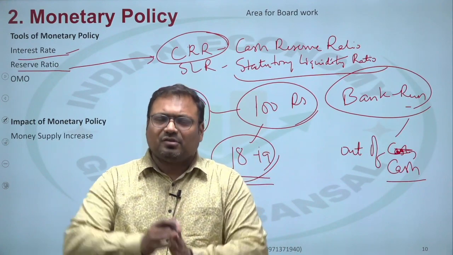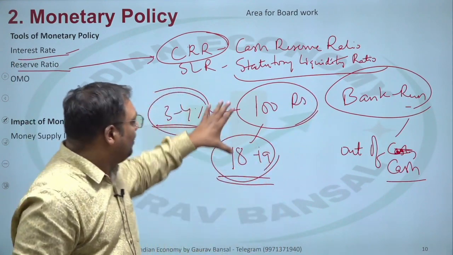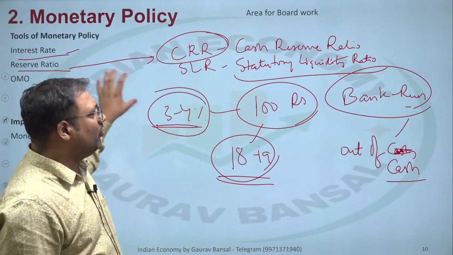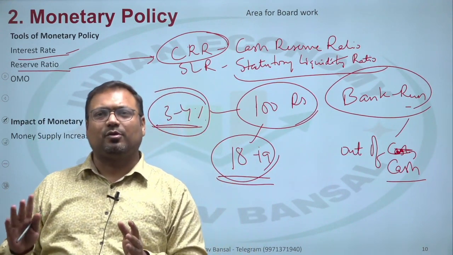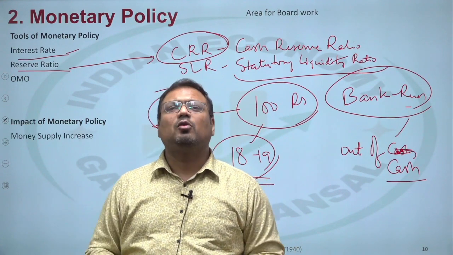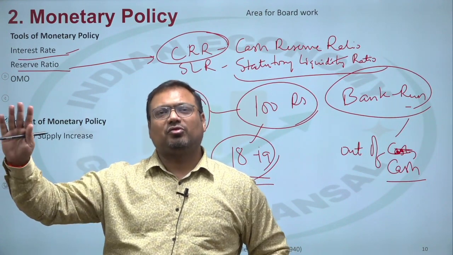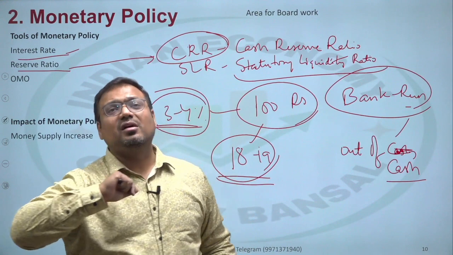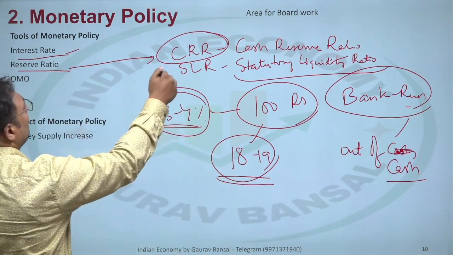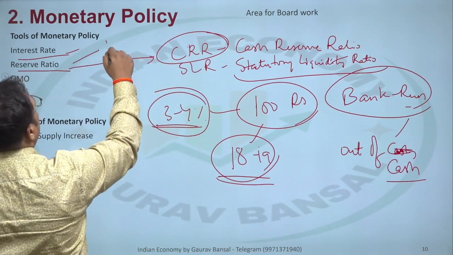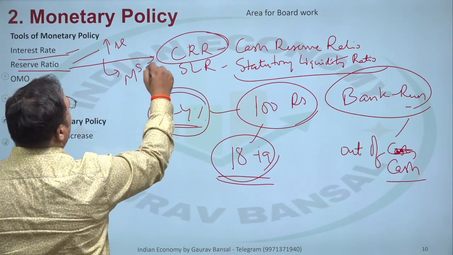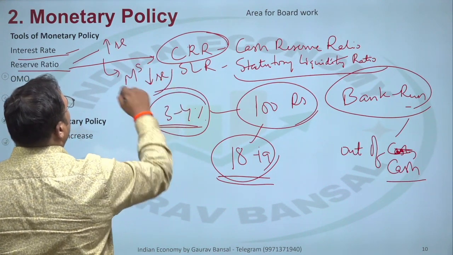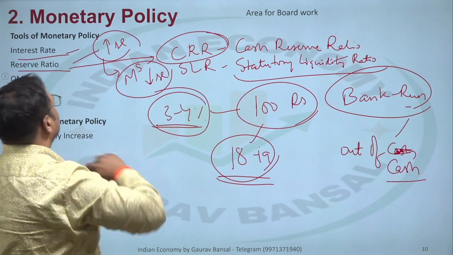The point is, if reserve ratios are more, more cash will go out of the market. Means this much amount of money, roughly 22-23% of the cash in the market, will not be available. This will be outside. This decreases the money supply. If reserve ratios increase, the money supply decreases. That is how we can define this.